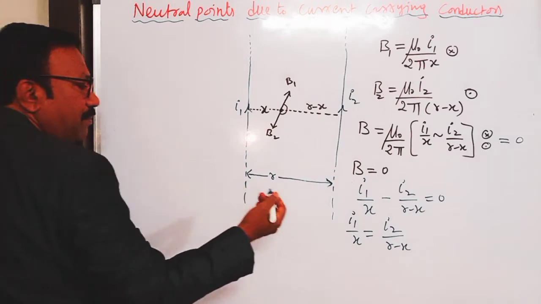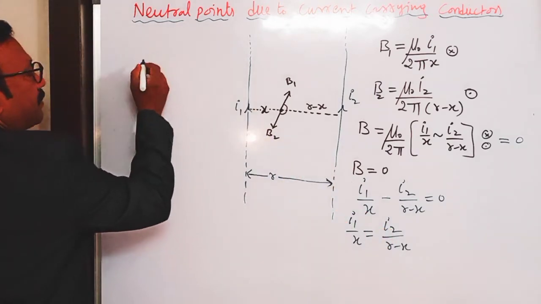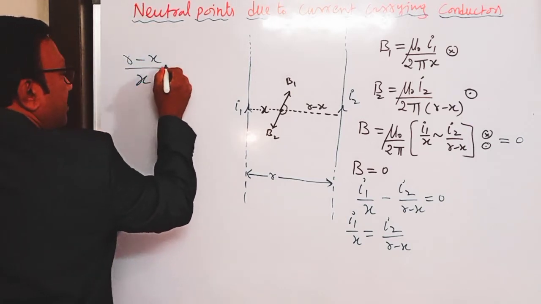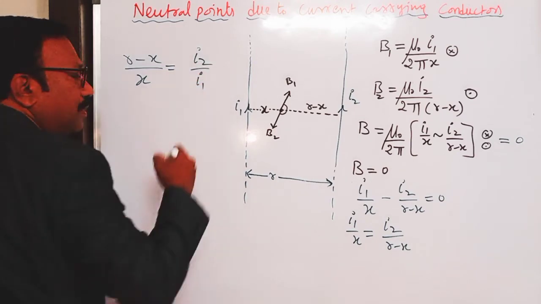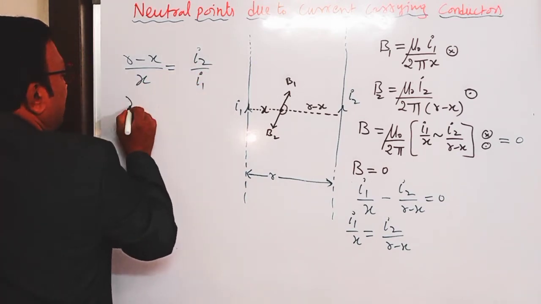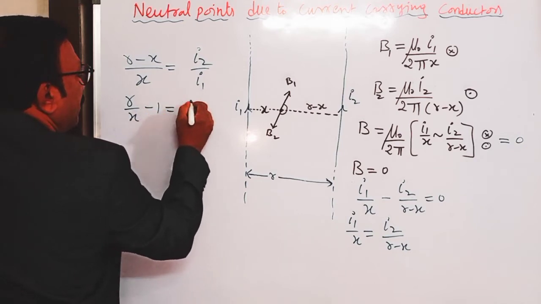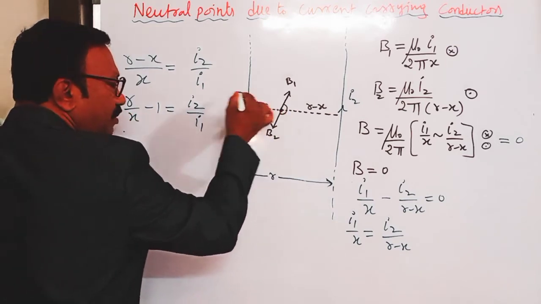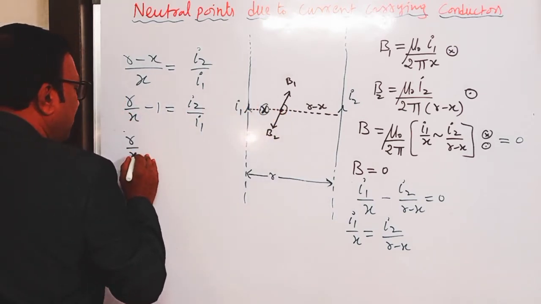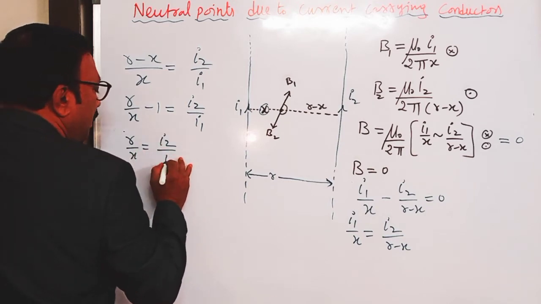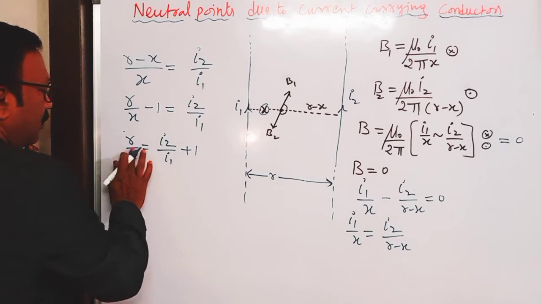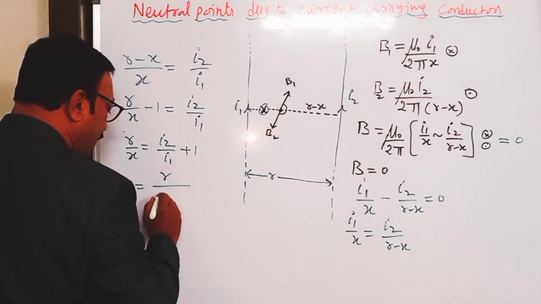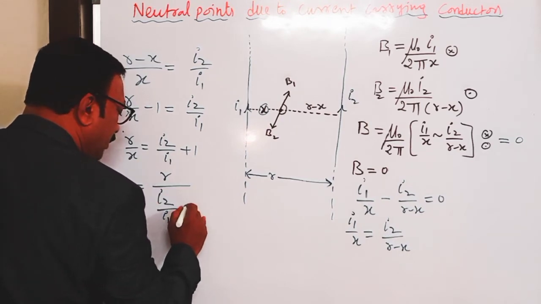Let me do the remaining part here. I2 by I1 equals r minus x by x. So this is r minus x divided by x is equal to I2 by I1. So this is nothing but r by x minus 1 is equal to I2 by I1. I wanted to find x actually. Where is the neutral point located? So r by x is equal to I2 by I1 plus 1. Now cross multiply and find x. That's it. So x is equal to r divided by (I2 by I1 plus 1).